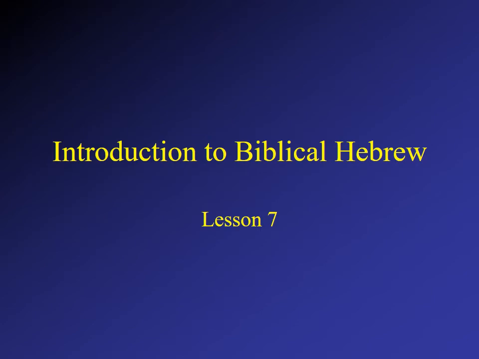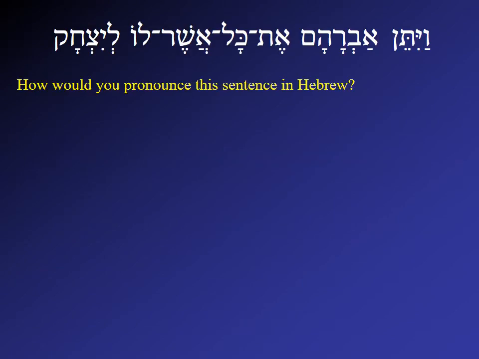This lesson goes with Lesson 7 of Kittel and Hoffer's Introduction to Biblical Hebrew. First task, as always, is to pronounce our sentence. If we begin with the first word, Vayiten, Vayiten Avraham, Avraham et kol asher lo leYitzchak. Vayiten Avraham et kol asher lo leYitzchak.